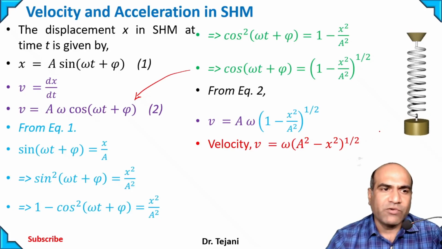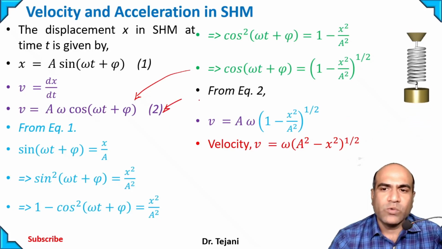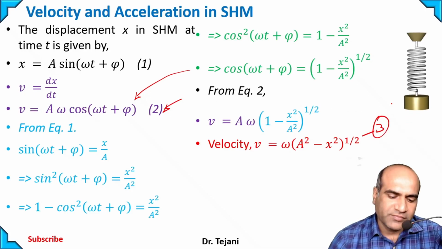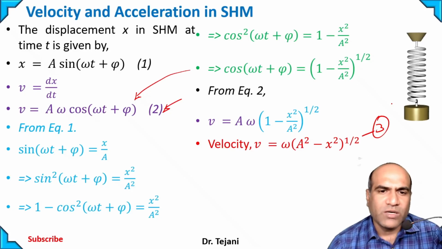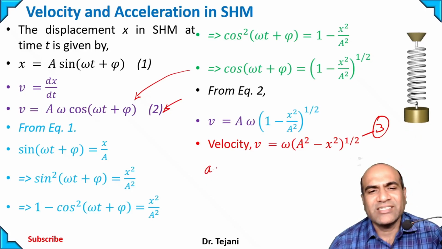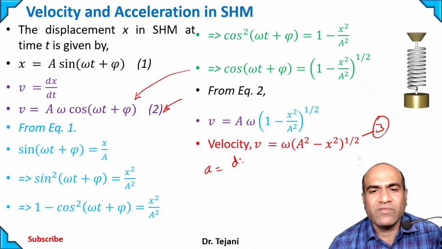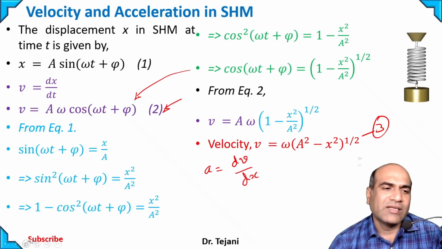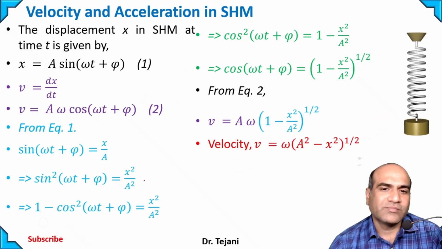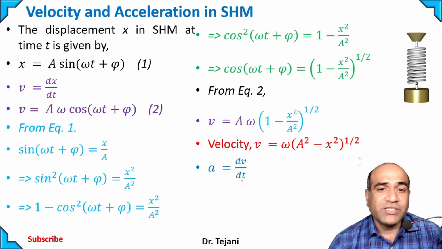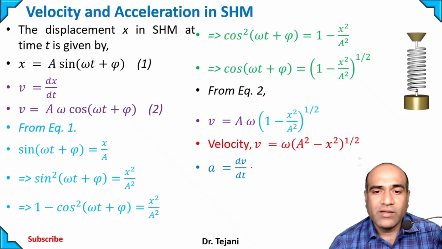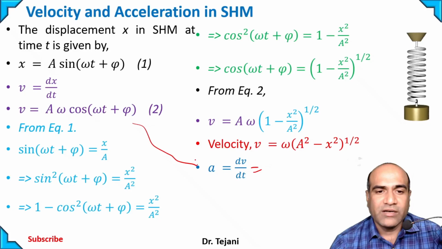We can have two relations. One is equation number 2. I can put equation number 3 here as another relation. And what about acceleration? What about acceleration? Yeah, we know that acceleration is equal to dv by dt, not x. So we have here, it becomes this equation.